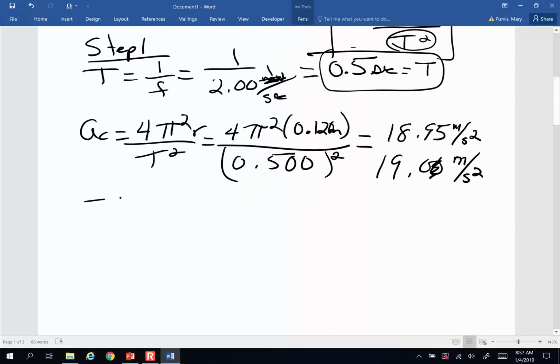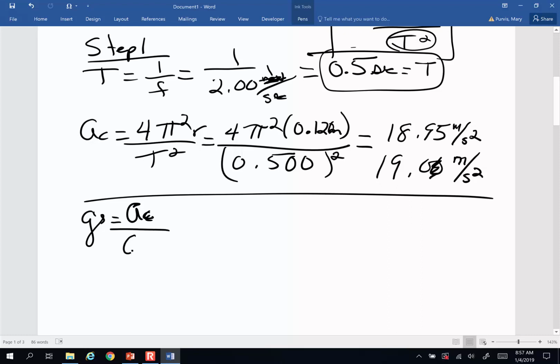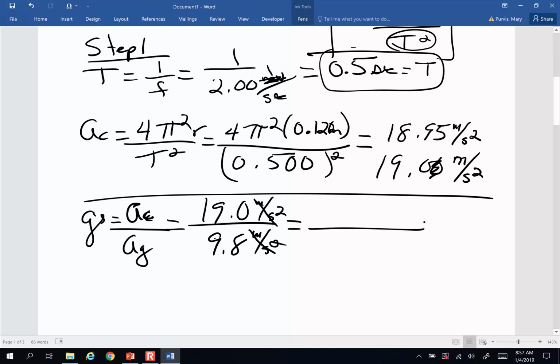Now, part B says, what are the number of g's? If you remember, g's are the centripetal acceleration, or the acceleration something's undergoing, divided by the acceleration of gravity. So 19 meters per second squared divided by 9.8 meters per second squared. These are going to cancel. G's is a ratio, and I end up with 1.93 g's. It would be a heck of a cool roller coaster ride for your lettuce. All right, see you later.